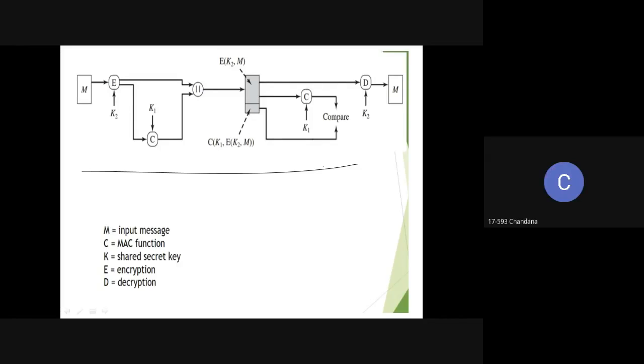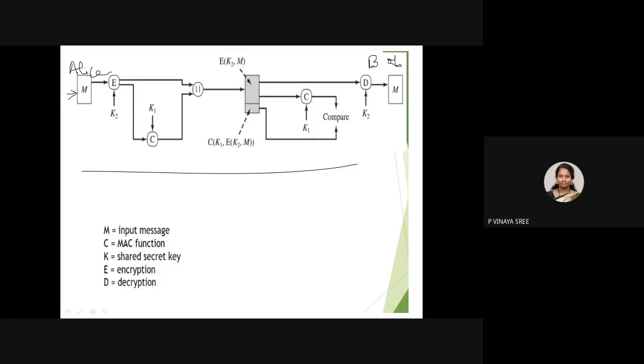Plain text, ma'am. See about this. Here is an Alice. Here is a Bob. And Alice, whenever she wants to send a message, what is Alice doing?